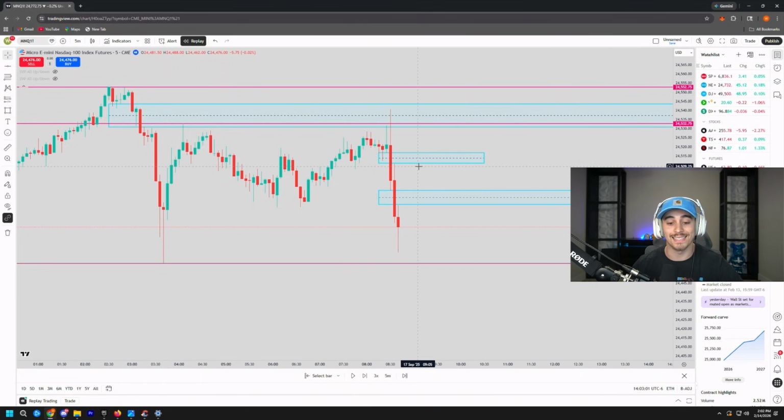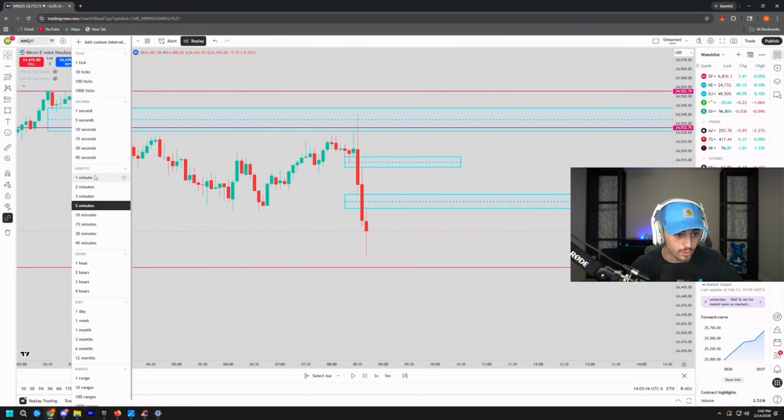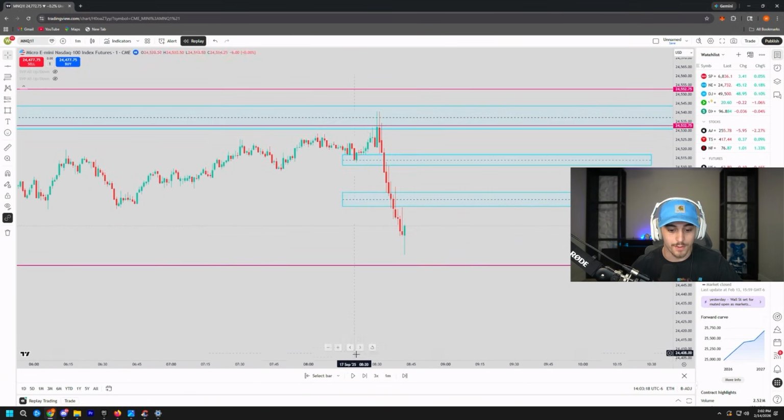So my bias is staying short. Even if we come up and run through this gap, I am still short until this gap gets ran through, because the market can reject from the first presented gap on whatever leg the market is currently trading in. So let's come down to the 1-minute time frame and see what happens. We sit around, we still don't take out that low.